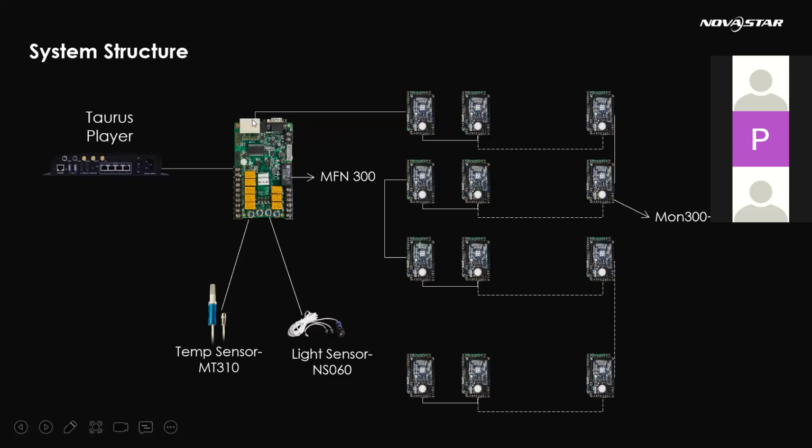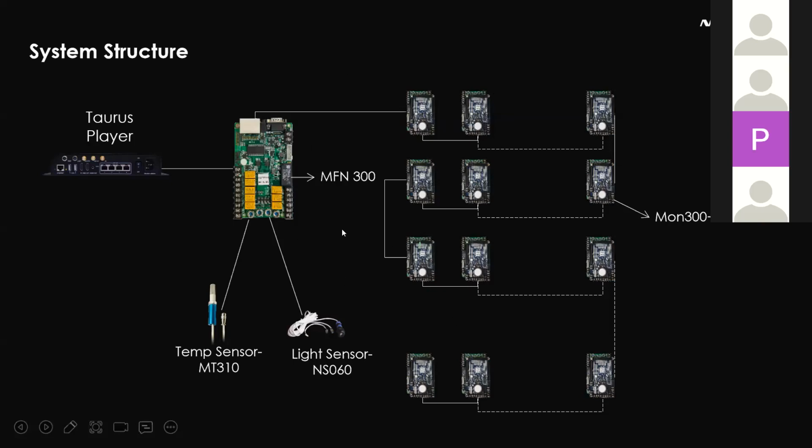And this is the LAN output. From the LAN output, you can connect to our receiving card directly. After receiving card, you will connect to the LED module, right? From the LED module, you are going to connect to our MON 300, our monitoring card, to realize the monitoring function. Okay, so this is the whole system structure for the smart city projects.